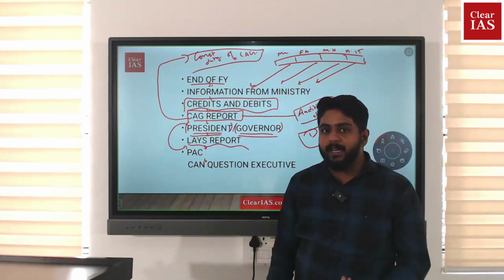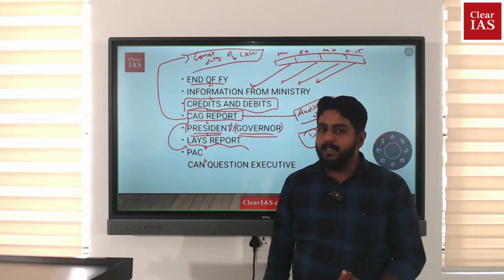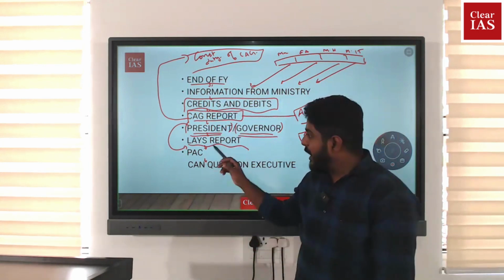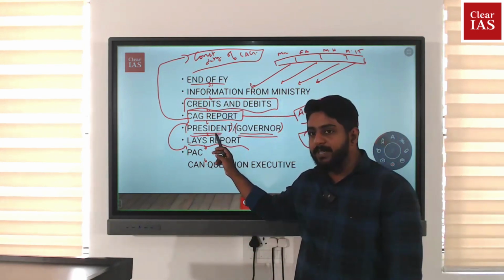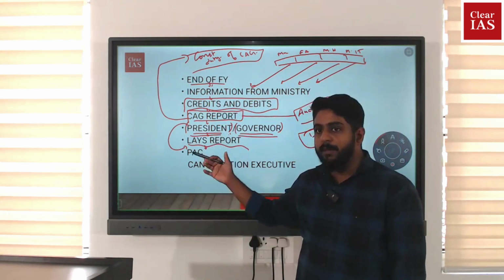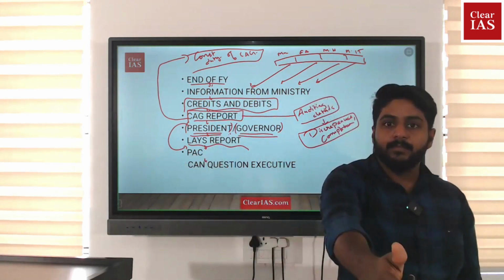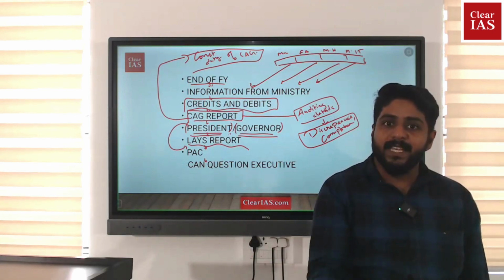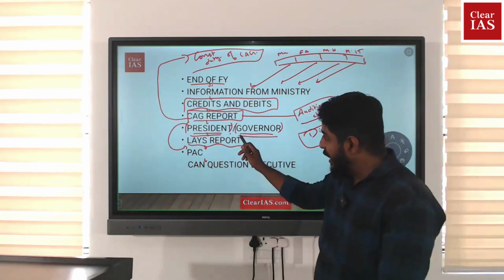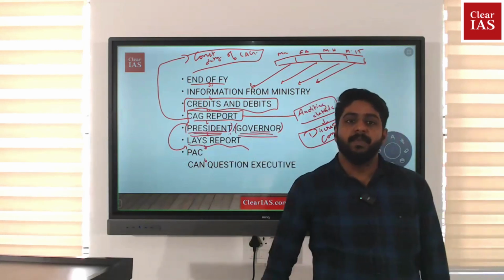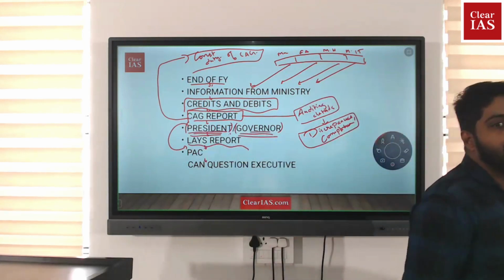Now, the Comptroller and Auditor General will, in fact, keep accountability on the legislature. So can the Comptroller and Auditor General question the President of India or Governor? No. Why? Because they are part of the executive. Can the executive question the executive? No. But the executive can question the legislature here. So he will ask the President of India, my dear President, please submit the report before the Parliament of India.